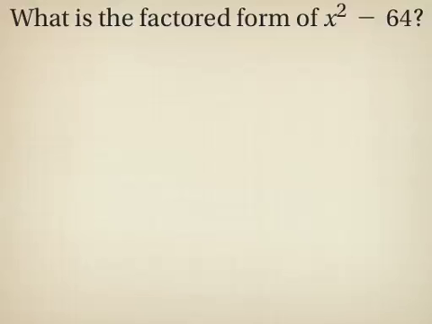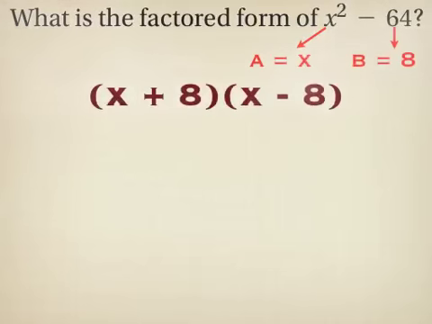Notice I do have a difference because I am subtracting x squared minus 64. What would you square to get x squared, or what's the square root of x squared? So your a is going to be x. Your b is going to be 8 because 8 times 8 is 64. This one's really nice because now that I know my a and my b, I can literally just write the two binomials, x plus 8 times x minus 8.